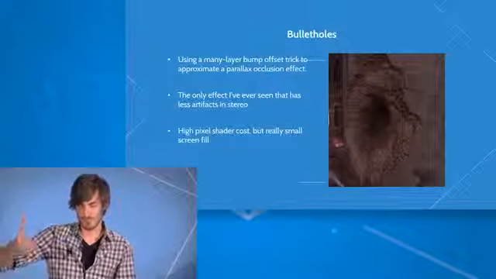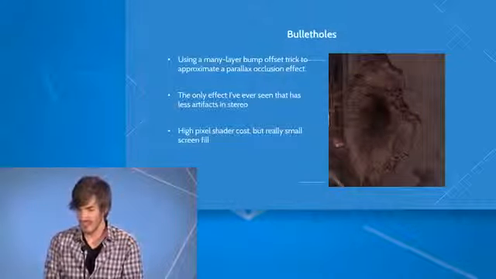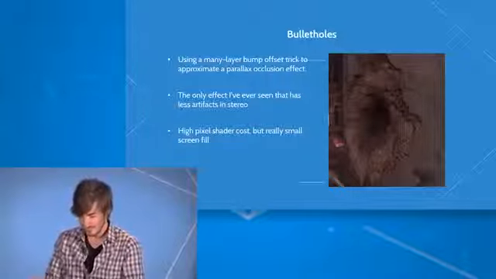Bullet holes. I stole a trick from one of our technical artists at Epic, Ryan Brucks. He made this multi-bump offset parallax trick. It may be the only effect I've ever seen that is less artifacty in stereo vision than it is in regular. It had a super high pixel shader cost, but a really small screen space, so you didn't actually pay a lot for them, which is pretty cool.